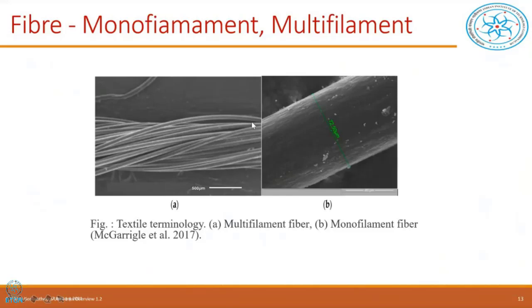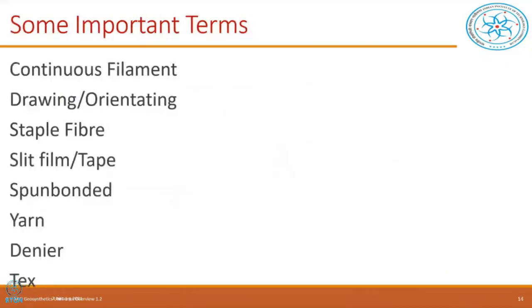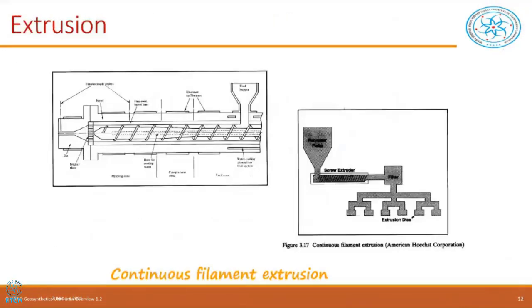So that is what we are going to look at as we go further now. So what are the lessons we learned now? We'll also come back to denier and tex now. So when you are continuously pushing, what is it we are trying to do?